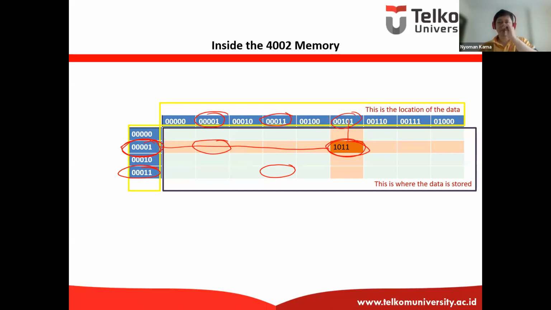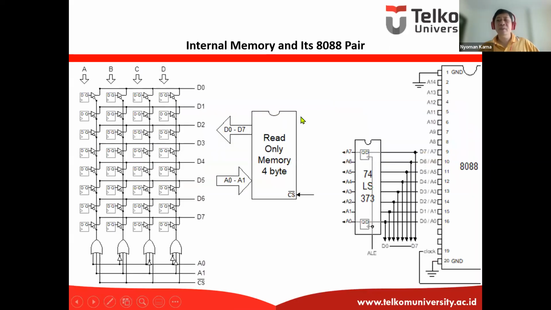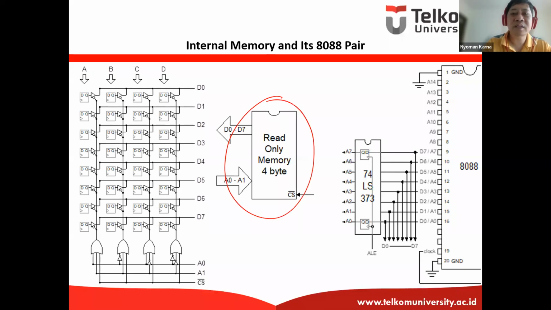Okay. So we need the column information and also the row information. Now, let's explore more about the 8088. This is the read-only memory, but only 4 bytes. What is inside this read-only memory, 4 bytes?